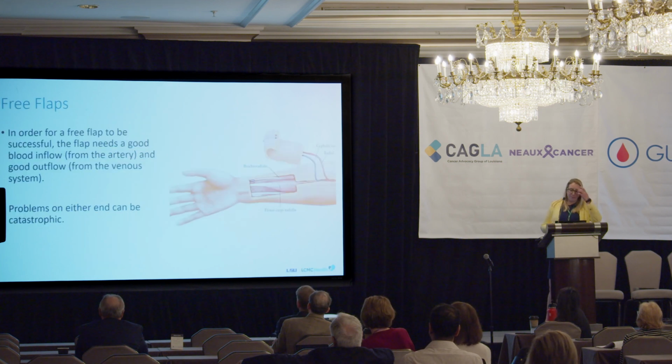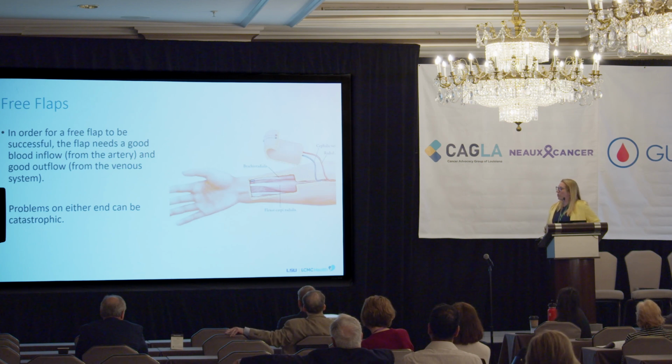In order for a free flap to be successful, the flap needs good blood inflow from the artery and good outflow from a venous system. And so we're harvesting both the artery and vein with whatever tissue we're taking in order to be able to connect that and keep it going. But problems on either side of the artery or vein can be catastrophic. If you get a clot or poor drainage, the flap will die, and then you're left again with a big wound.